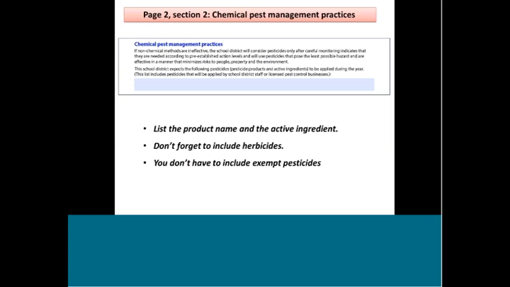In this section, you will list the pesticides you expect to be applied during the year. This includes pesticides applied by your staff and contracted pest control business. This list is the same as your annual pesticide list that you send to all parents and staff. Remember, herbicides are pesticides, so they need to be included. You don't have to include exempt pesticides.